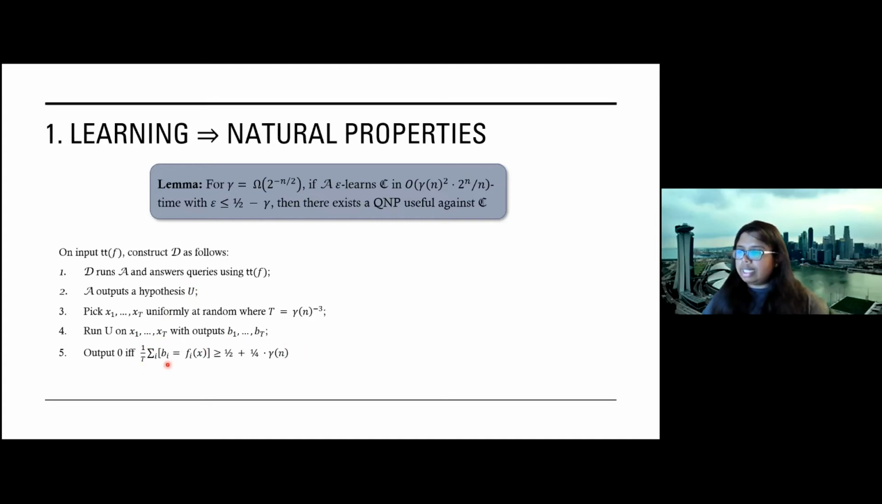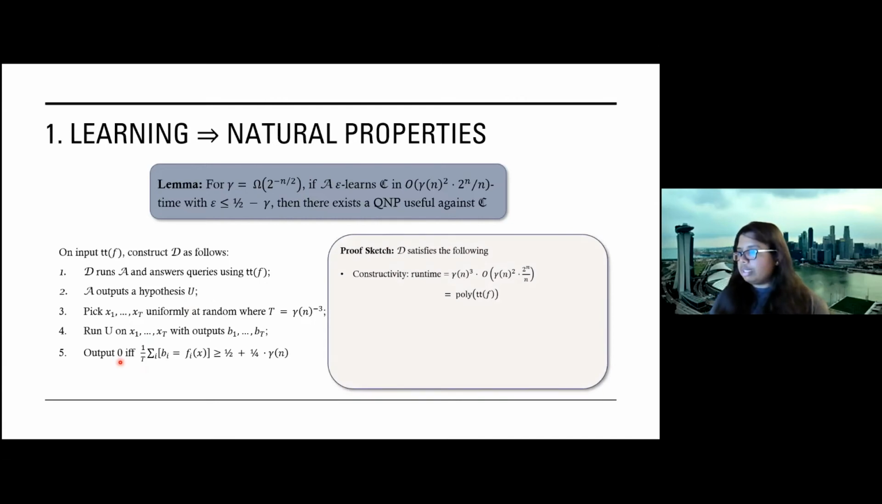It's essentially telling me that if a huge fraction of the Vi's actually agree with f of xi, then I output 0, right? Which should be the case. If a huge fraction of the Vi's agree with the function, then essentially it means that the hypothesis actually learned the function. And if that is the case, it is most probably easy, which means my natural property should output 0. So that is the thread that goes behind that.